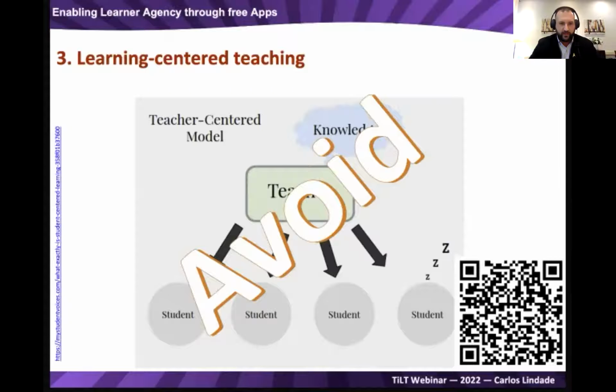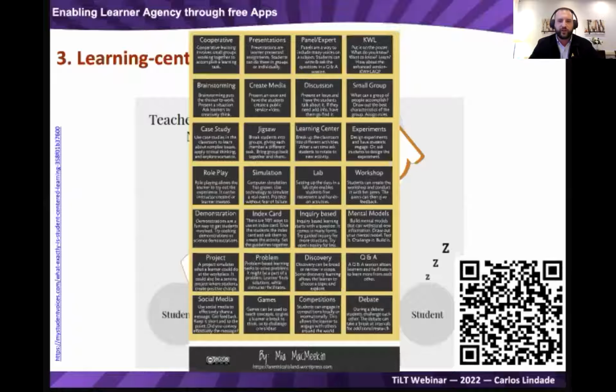Now, Mia McMeekin has provided some very straightforward outlines, for instance, in the one that I'm sharing right here, of 28 student-centered instructional strategies that fit this category of learner agency. By analyzing her work, we noticed that oral presentations, KWL charts, brainstorming, simulations, and debates are strongly connected with promoting learner agency and can be adjusted to fit our teaching goals. I strongly suggest you check Mia McMeekin's work.